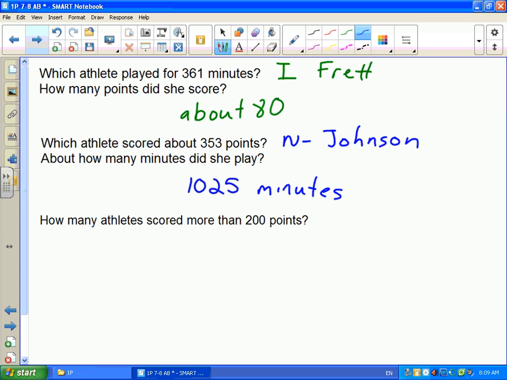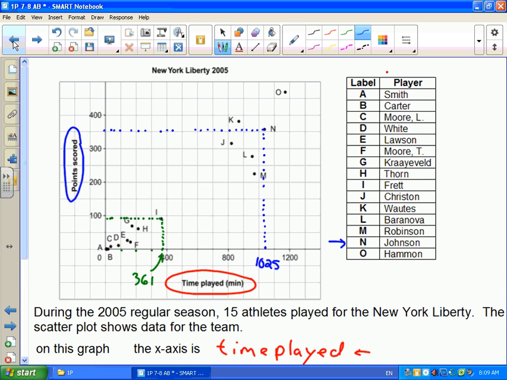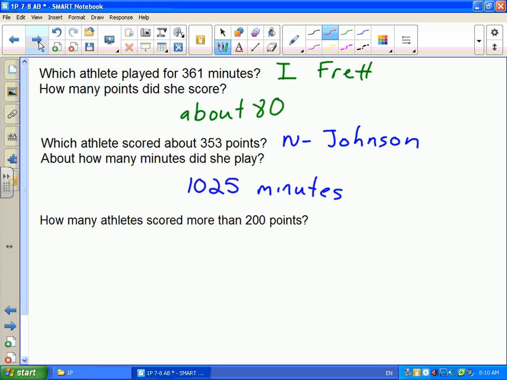How many athletes scored more than 200 points? Well, let's go back to our graph here. And let's see, where is the 200-point line? Anybody who is above this line here has scored more than 200 points. So how many points are there? Each point represents an athlete. So 1, 2, 3, 4, 5, 6 points are above that line. So 6 athletes scored more than 200 points. And that's scatter plots.